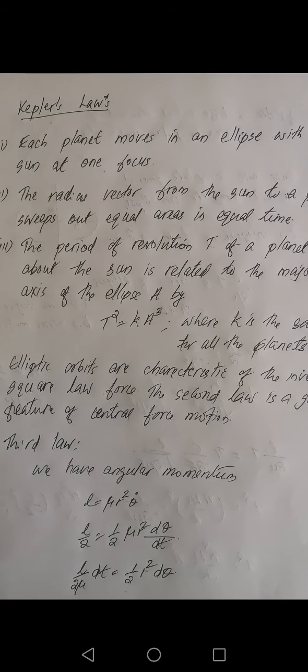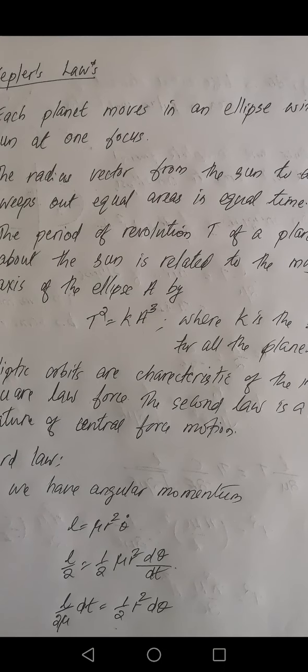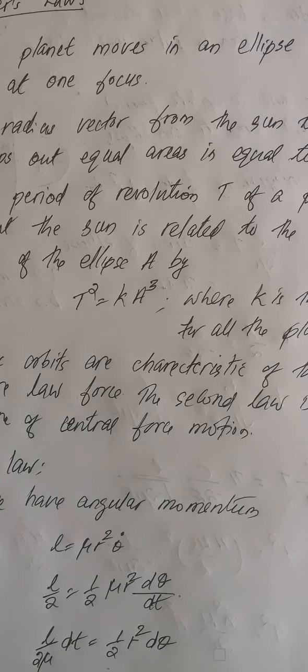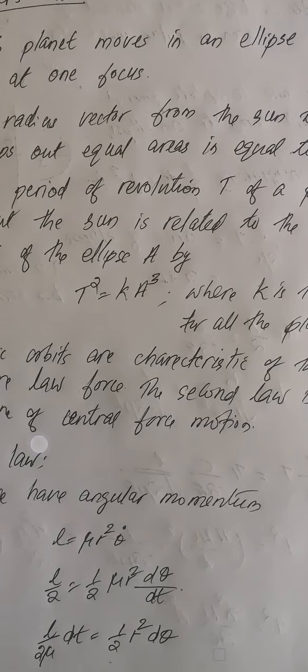So we know the angular momentum L is equal to mu r squared theta dot. Okay, theta dot is actually omega, the angular velocity. So I divide both left side and right side by 2. Therefore L by 2 is equal to half mu r squared d theta by dt. d theta by dt is theta dot, and rearranging, L by 2 mu times dt is equal to half r squared d theta. So let us analyze what half r squared d theta is.